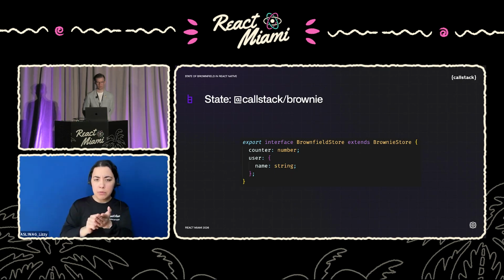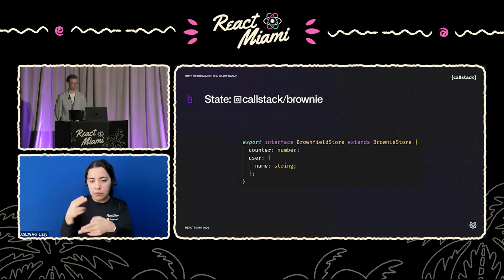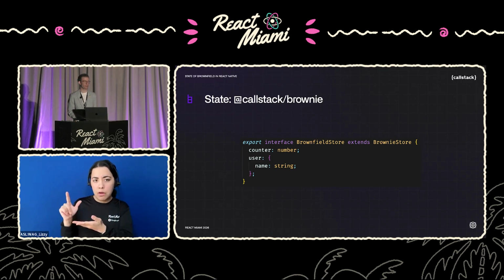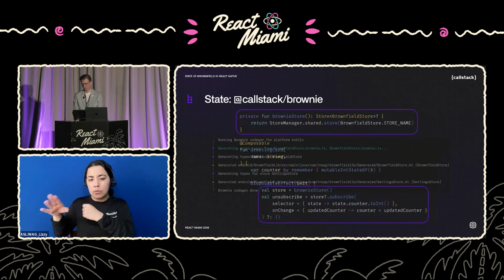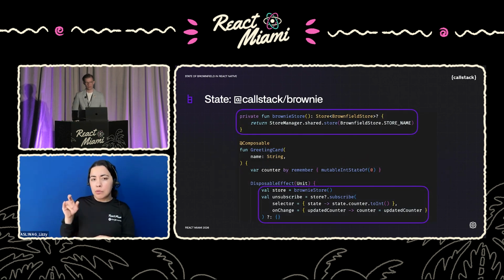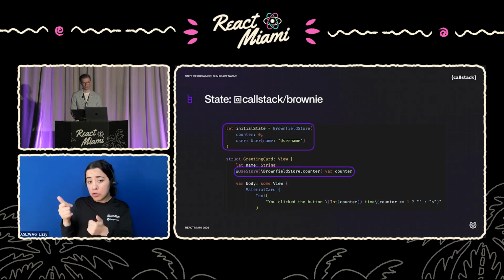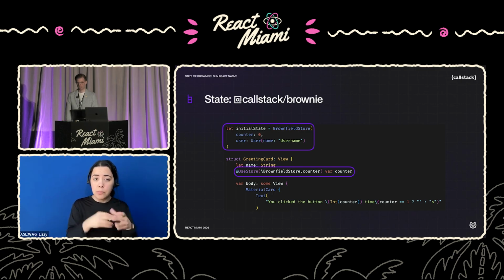Another package is callstack/brownie, which allows you to do the coherent, synchronized state updates on both sides that I mentioned. And you do this in the following manner. First you define an interface such as this one that stores the counter and user details in TypeScript. Then you run the codegen. And after running the codegen, you can consume this on the native side. Basically, you have to connect to the store, and then you can either subscribe to it, or you can use the data binding API to do it both in SwiftUI and Jetpack Compose, and easily integrate the values with your components.